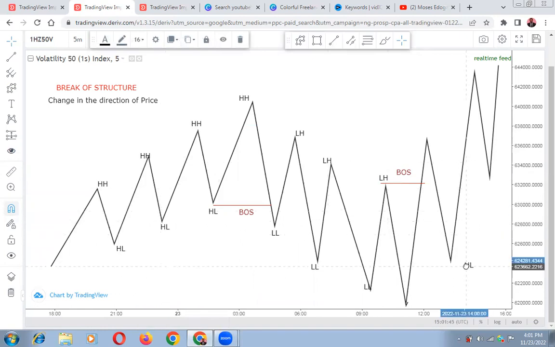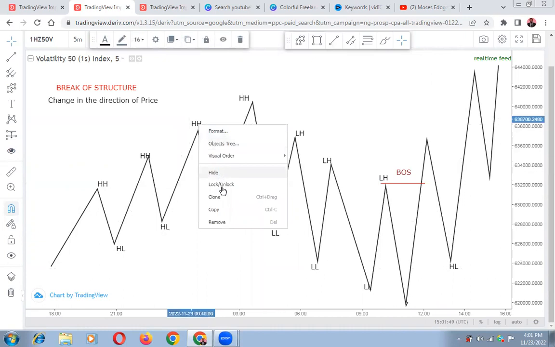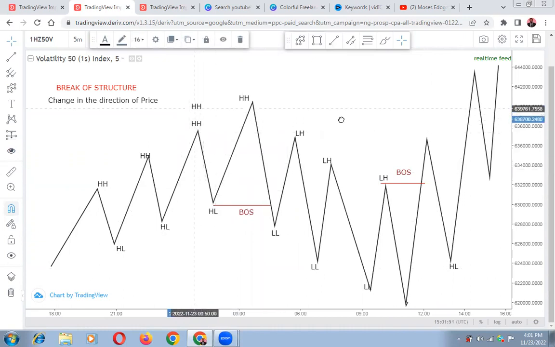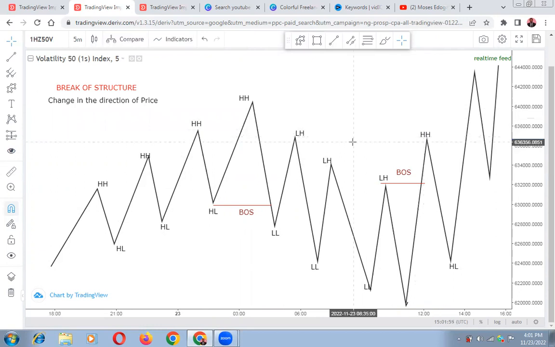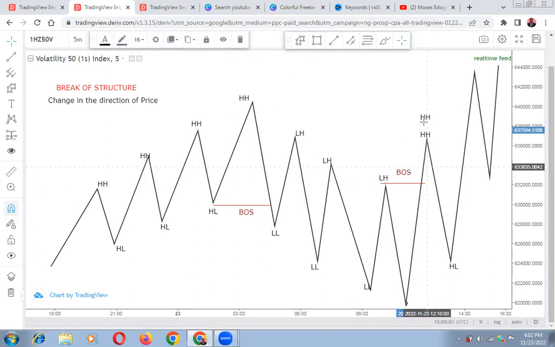So this is a higher low, and then a higher high this way. Get it now. So in that order, price keeps going up. In that order, price keeps going. A higher low.